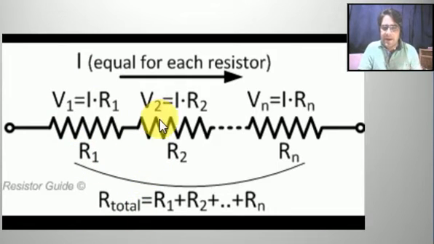In the same way, when we apply this Ohm's law to the resistor number second, यहां पे V2, because this resistor second is having the potential difference V2, that V2 will be equal to I, that is same, into R2. R2 is the resistance of this very resistor.